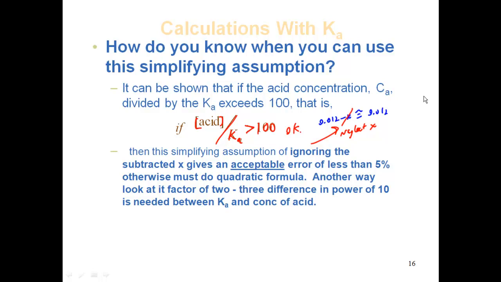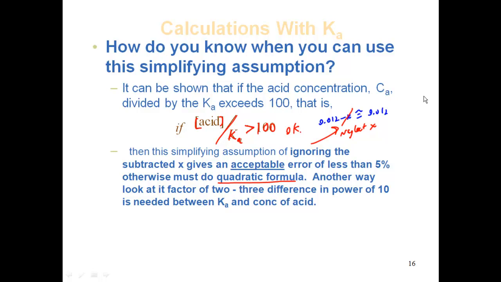But if I want to just calculate it and get within 0.5% error, this is one way we can do it. Now, what if you do the calculation and you're less than 100? Then that means you have to do an exact calculation, which means you have to do the quadratic formula. Now, is there an easier way to decide if I can get rid of the X or not without having to do this calculation? Yes.